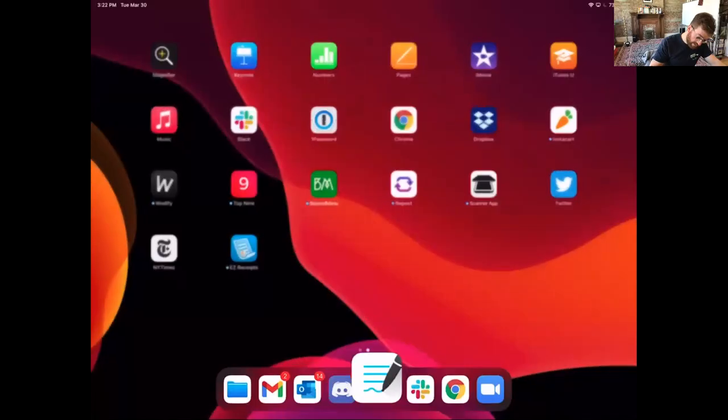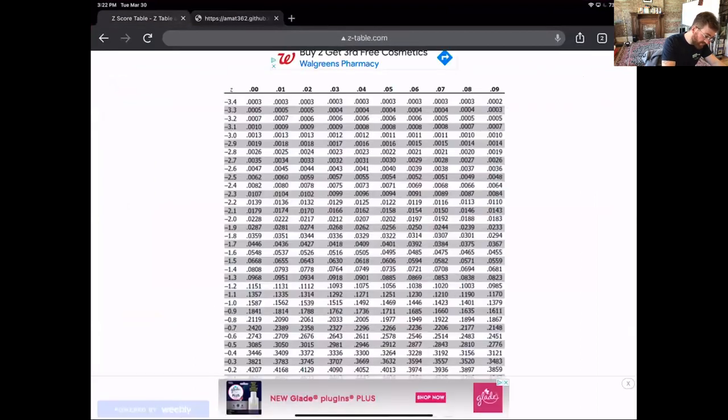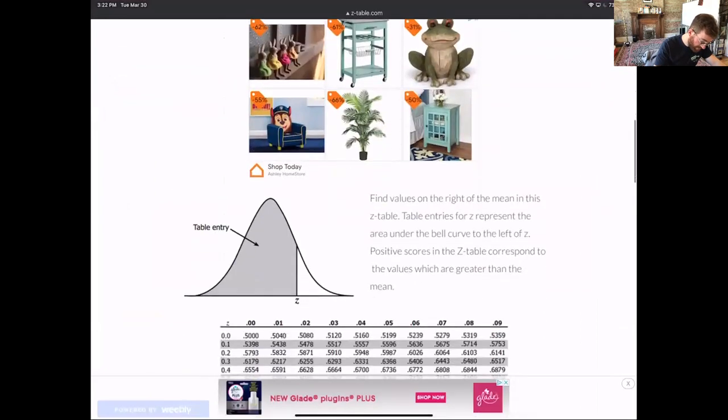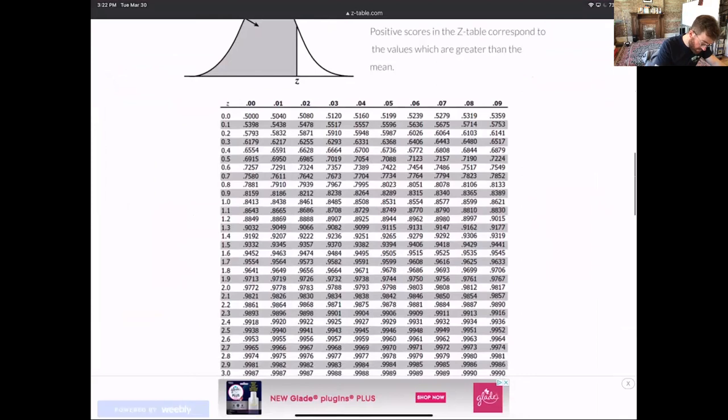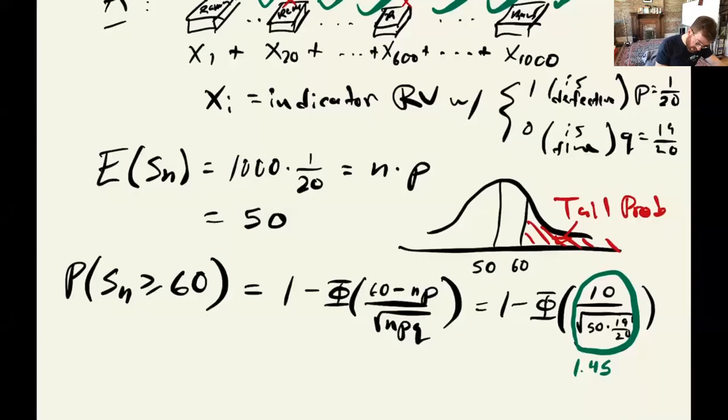So the process then says, let's go look at our Z table, and look at the value associated to 1.45. If I look for the first few digits, 1.4, in the left-hand column, I find it, about 14 items down. And then I look across and I get 0.9265. So that means that the area to the left of this curve is 0.9265.